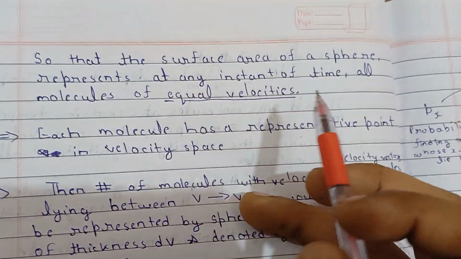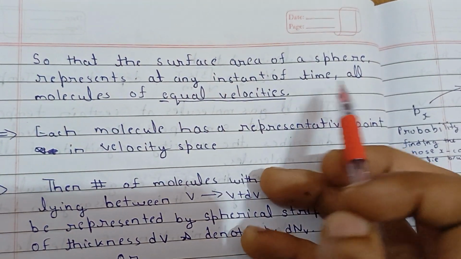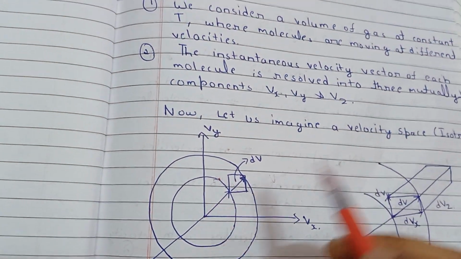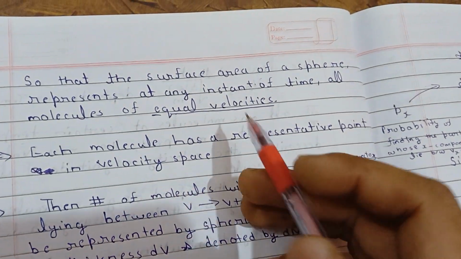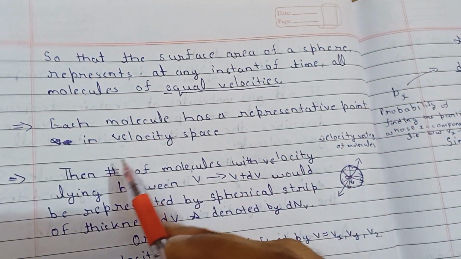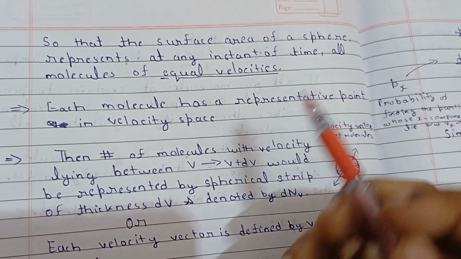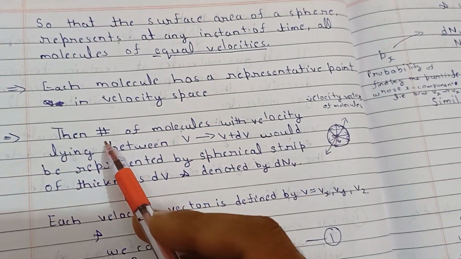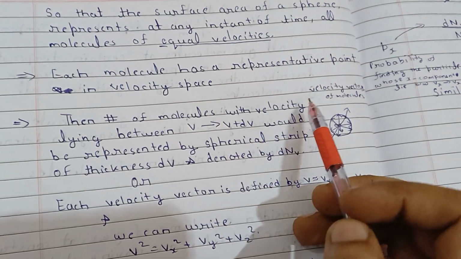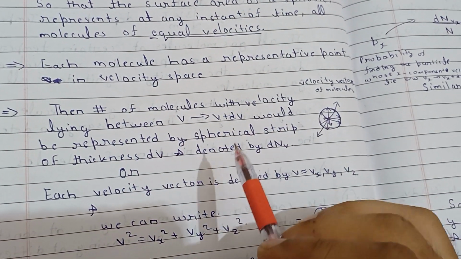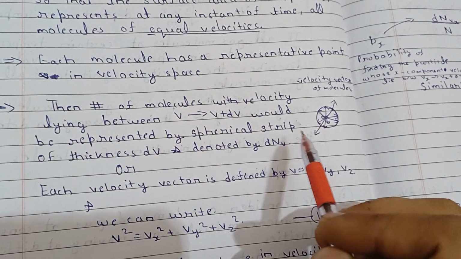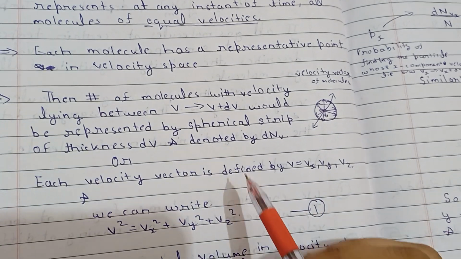So let's see. The surface area of the sphere represents, at any instant of time, all molecules of equal velocities. So this is your surface. This surface area will represent all the particles with the same velocity. Each molecule has a representative point in the velocity space, as I told you. Then the number of molecules with velocity lying between v and v plus dv would be represented by a spherical strip of thickness dv, denoted by dN_v.